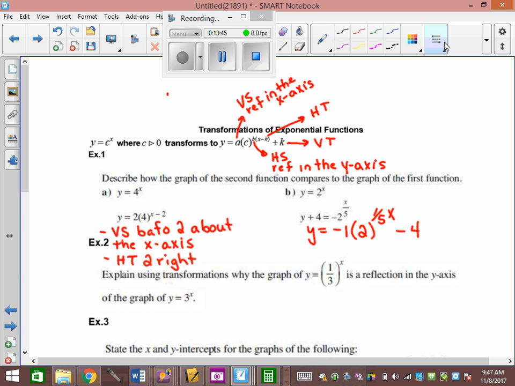So what do I have? Do I have any vertical stretches? No. Do I have any horizontal stretches? Yes. I have a horizontal stretch by a factor of 5, because we always flip it, about the... What else do I have? Reflection in what? Do I have anything else?